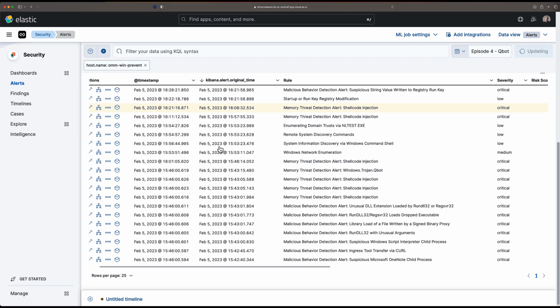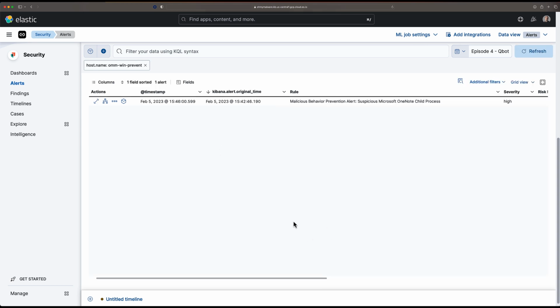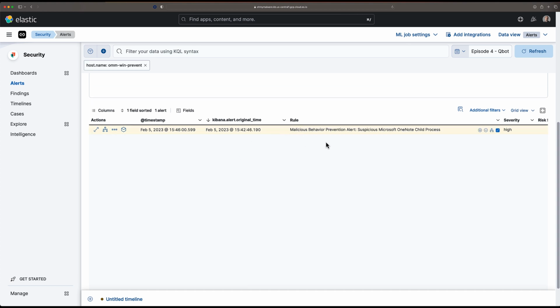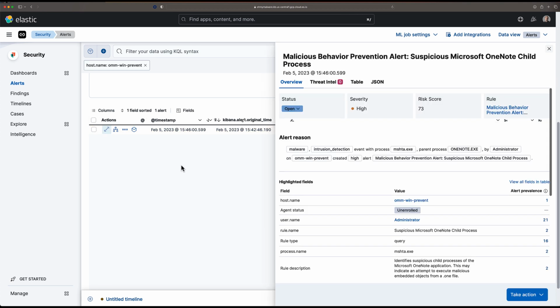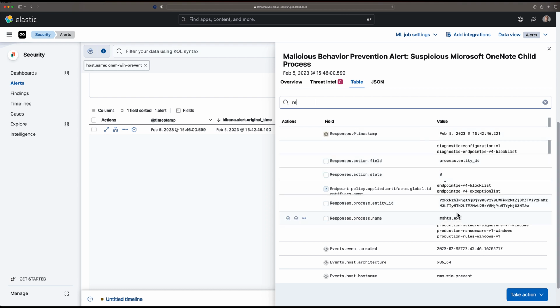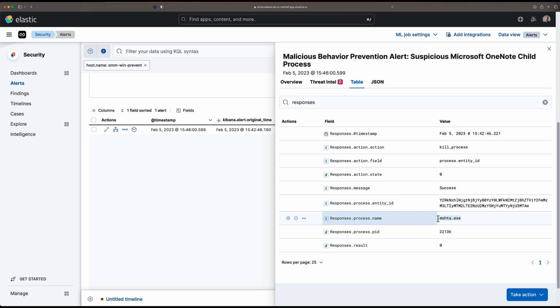I don't think we're going to see much at all here. Yeah, there's really one alert because we prevented that behavior from the very, very start. So as soon as we identified Onenote trying to load up that HTA file via mshta, we killed the process, and it wasn't able to do anything else. What I like to do is highlight the responses field here. So we do capture what we killed. So you can see kill process, it was successful, and we killed mshta.exe.